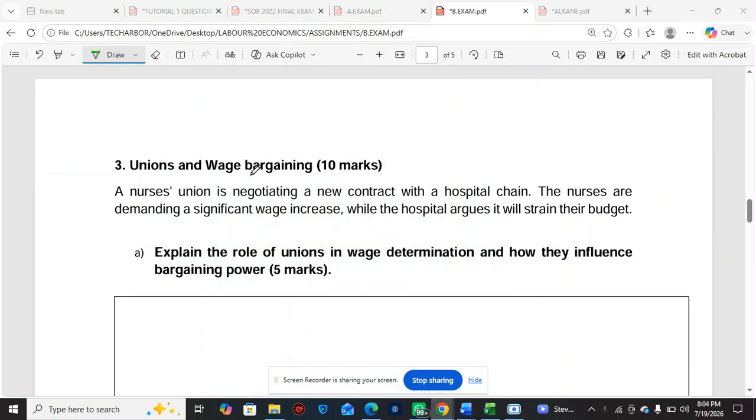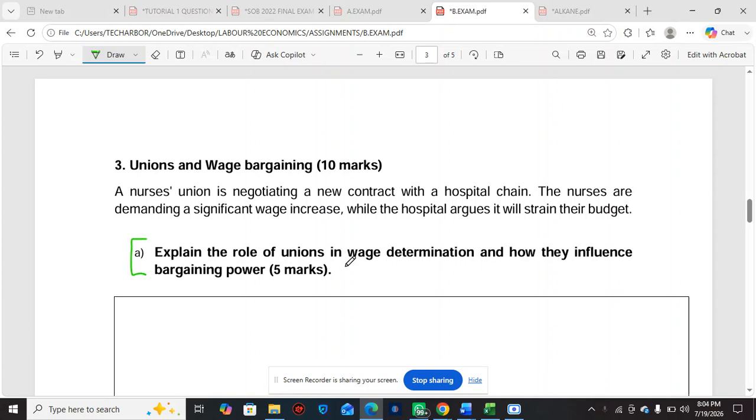Unions and wage bargaining. A nurses union is negotiating a new contract with a hospital chain. The nurses are demanding a significant wage increase while the hospital argues to stay with that. Explain the role of unions in wage negotiation and how they influence bargaining power.